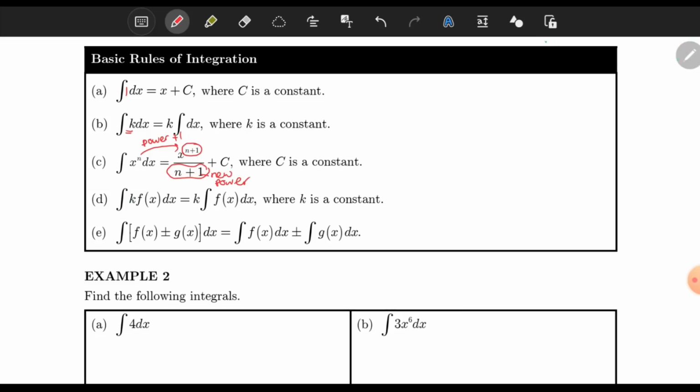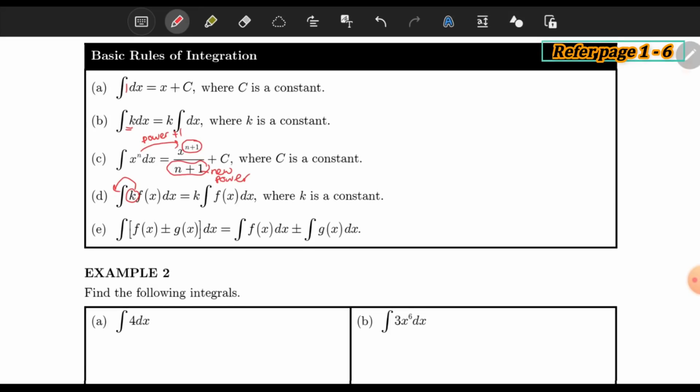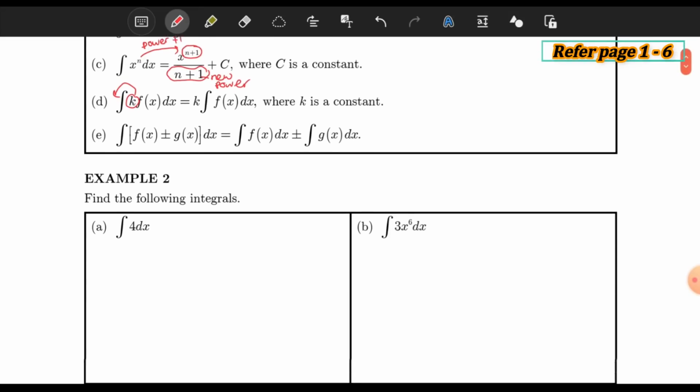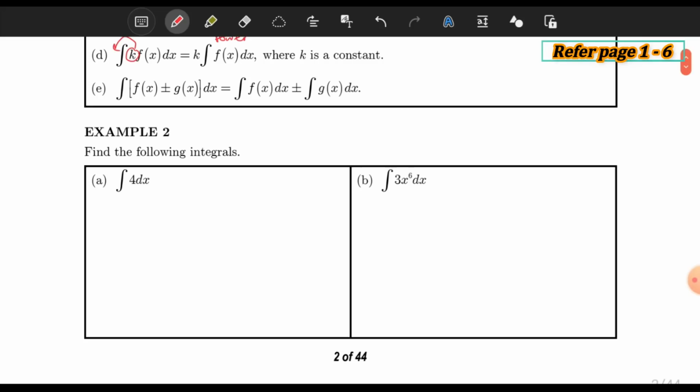We can take out k. And the last one, integrate f(x) plus or minus g(x) can be written separately. So we have integrate f(x) plus or minus integrate g(x). Now, we go to example number 2.